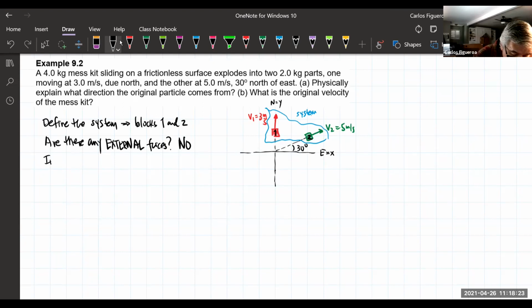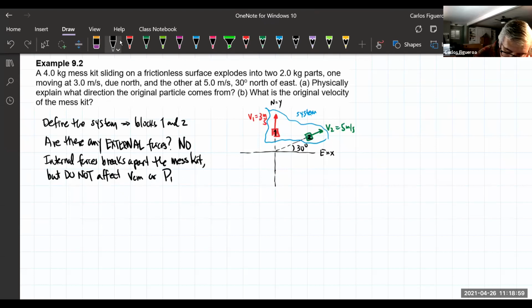There was an internal force that breaks apart the mess kit. But that doesn't affect the momentum. Because it's an internal force, it does not affect the total momentum. So the internal forces break apart the mess kit, but do not affect V center of mass or V total.